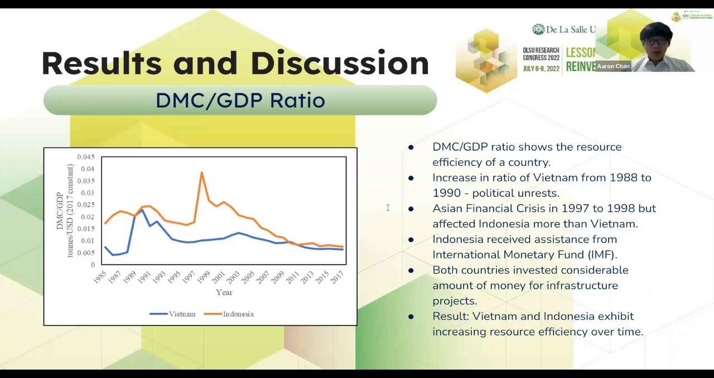While both Vietnam and Indonesia were affected by the 1997 to 1998 Asian financial crisis, it was evident that the impact was more visible in Indonesia, where it was mentioned that the IMF had assisted Indonesia to get their economy back on track. As both countries invest more in non-metallic minerals, more infrastructure development projects were done. As a result, both countries saw an improvement in their resource use efficiency.